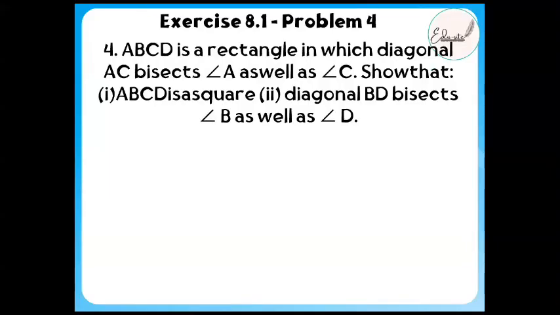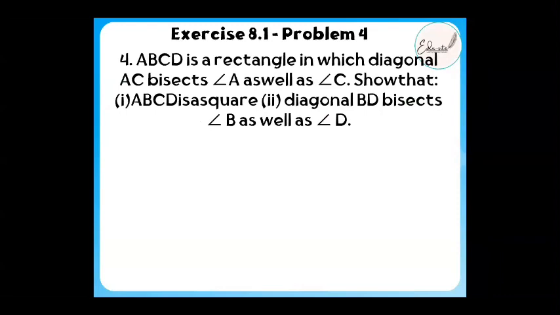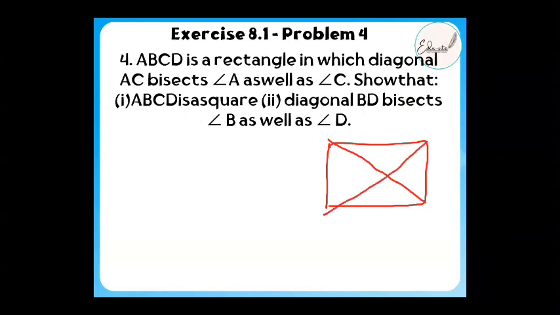Come on, Laiba, what's the question? Come on, read it for me. ABCD is a rectangle in which diagonal AC bisects angle A as well as angle C. Yes, so they have told you that there is a rectangle, okay? There are two diagonals which bisect each other. We'll write it as A, B, C, D. And they have told you that the diagonal bisects angle A and angle C. Show that ABCD is a square.